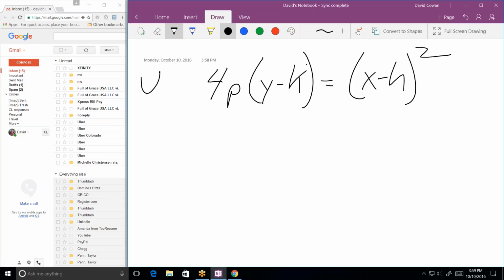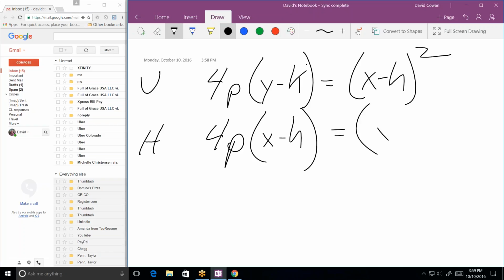That's for vertical, and that's for horizontal. The thing to remember is the 4p always goes in front of the linear term. The x is the linear term here. The y is the squared term. And the h always goes with the x, and the k always goes with the y. So those are the two equations. And no matter what equation they give you, if they're asking you to solve for the focus and the directrix, then you have to get it into one of these formats.